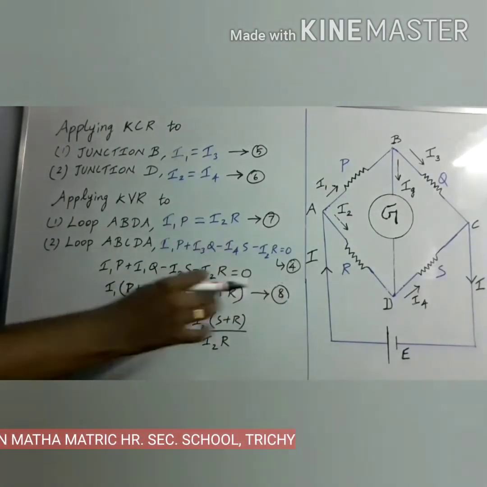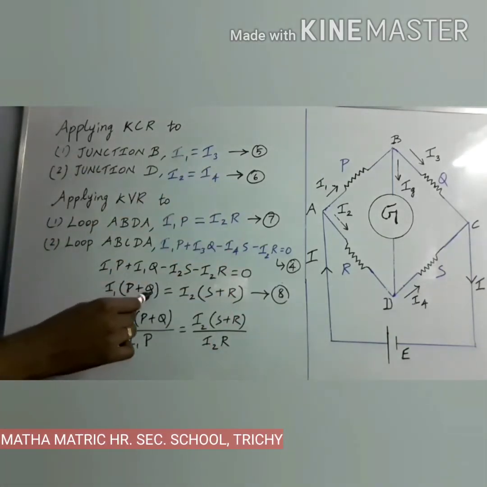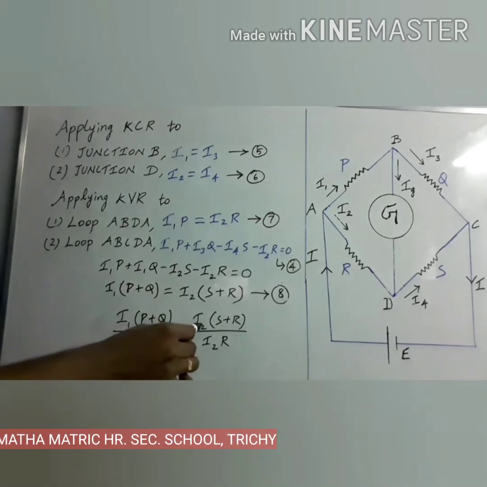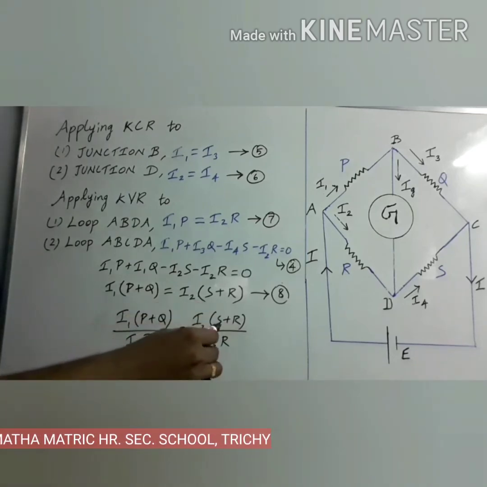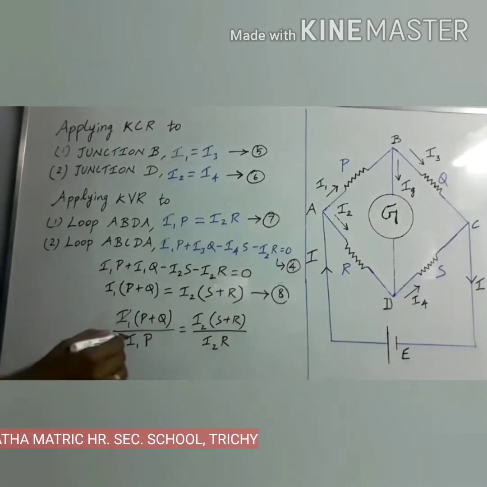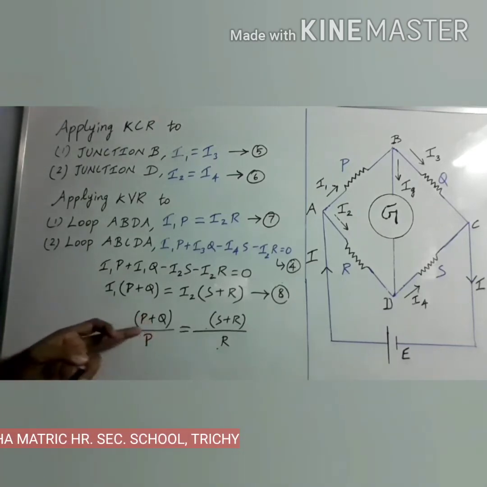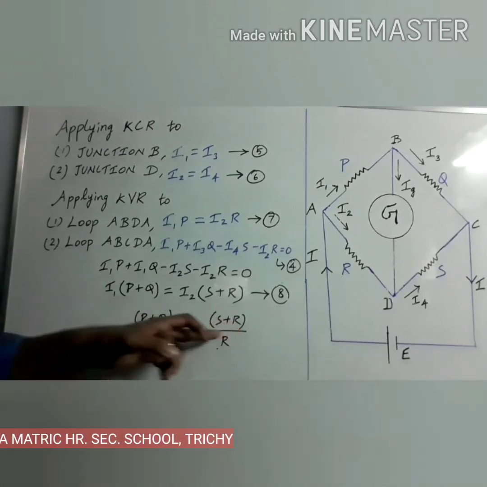Now we are going to divide equation number 8 by equation 7. So I1 into P plus Q divided by I1 P. On the right hand side of the 8th equation, I2 within a bracket S plus R divided by I2 R. Here it will be cancelled. I1 can cancel. Here I2 can be cancelled. So what is the remaining thing? P plus Q by P is equal to S plus R divided by R.